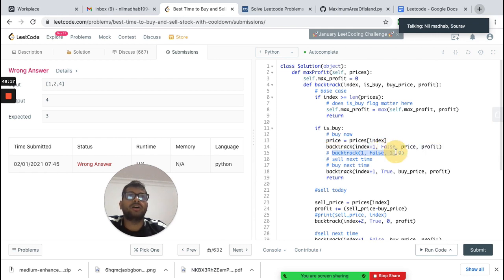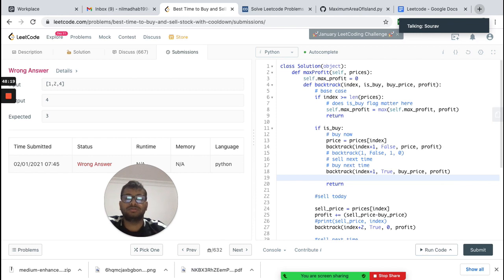Now we have this one. It will be backtracking of 1, 1, true, 1 and 0. The buy price will be, it will be 0, right? The buy price should be 0 and profit is 0 because we have not updated it. Yes. Okay, now we have this. Let's consider this case. We have 1, false, 1 and 0.